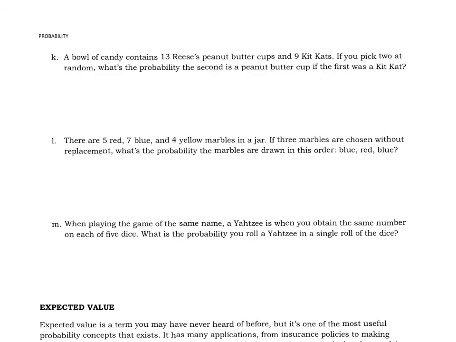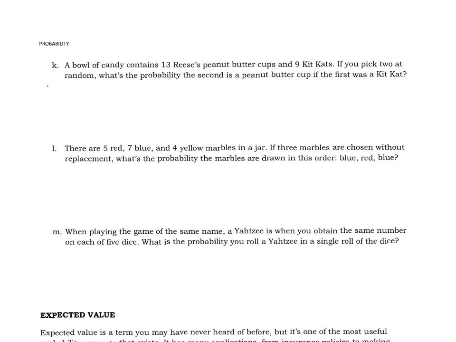All right, K is going to throw a little bit of a curveball for us. In fact, the last 3 are going to be a little bit different than the ones that we have done so far. So it's going to be a bit of a review. A bowl of candy contains 13 Reese's peanut butter cups and 9 Kit Kats. If you pick 2 at random, what is the probability the second is a peanut butter cup if the first was a Kit Kat?